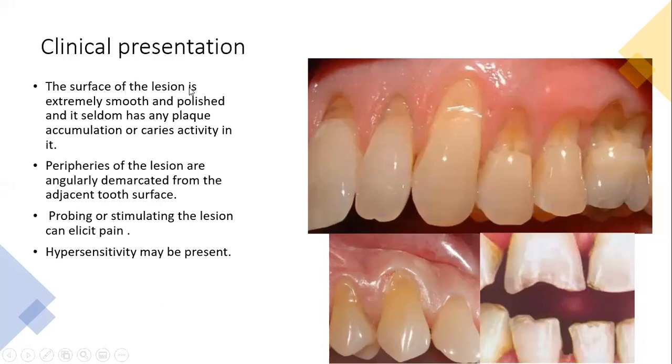Coming to the clinical presentation, the surface of the lesion is extremely smooth and polished, and it seldom has any plaque accumulation or caries activity in it. So here you can see generalized abrasion due to improper tooth brushing. The surface is extremely smooth and polished. It has no plaque accumulation or caries activity in it. The periphery of the lesions is angularly demarcated from the adjacent tooth surface.